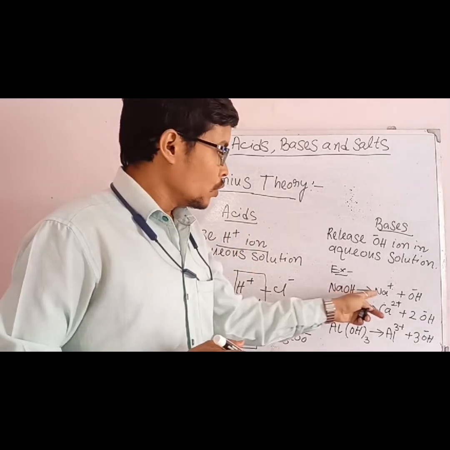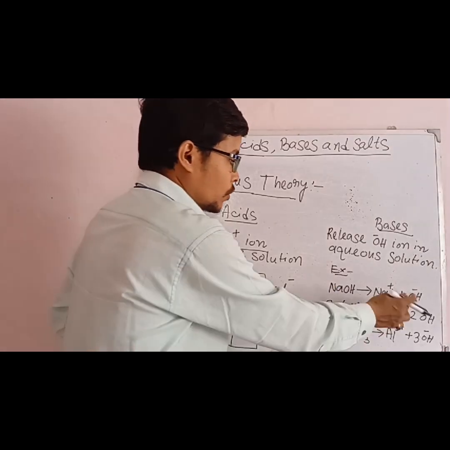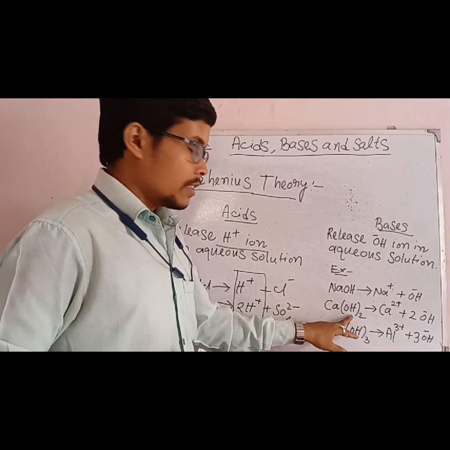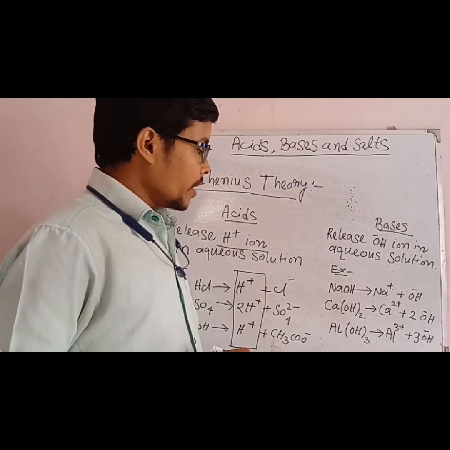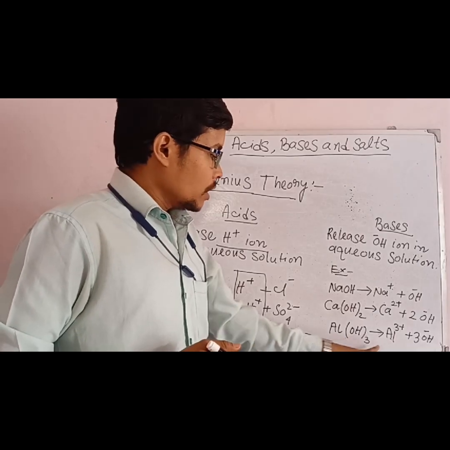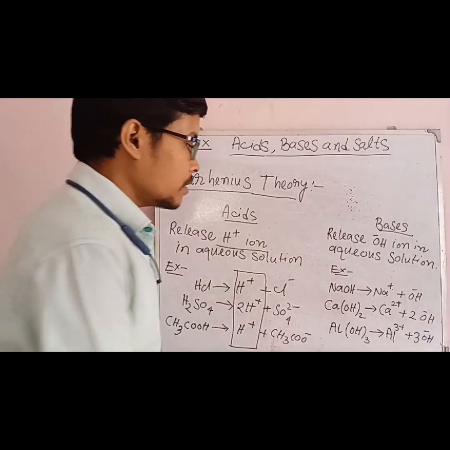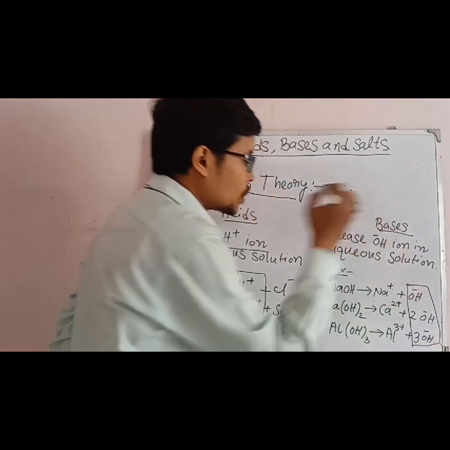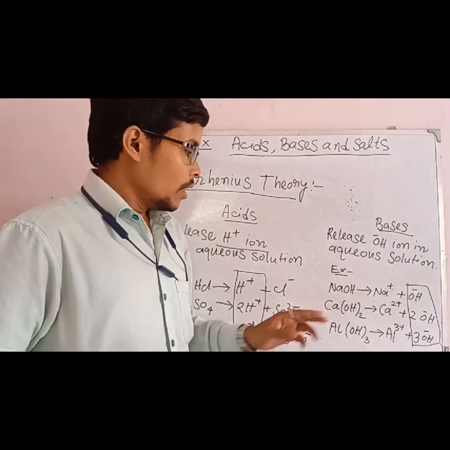And if we go to the bases, sodium hydroxide is a strong base, so Na+ and OH- it will dissociate. Calcium hydroxide, that is lime, gives Ca2+ and 2OH-, and aluminum hydroxide, which is present in our antacid, is a weak base, so Al3+ and 3OH-. See that here all the bases release OH- ion in the aqueous solution. So according to Arrhenius, the compounds that release OH- ion are the bases.